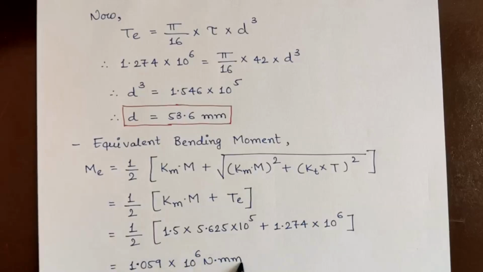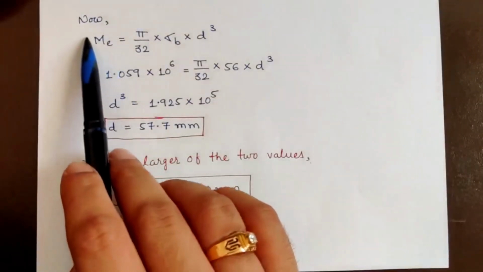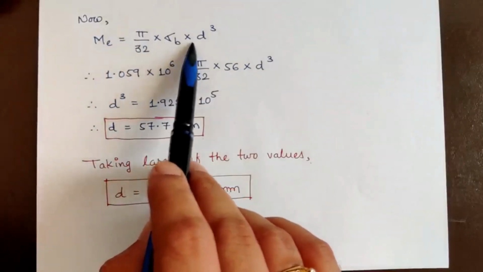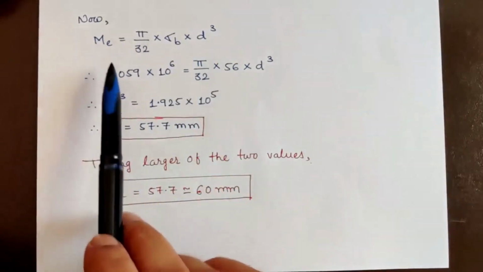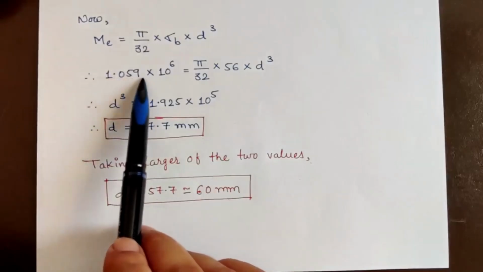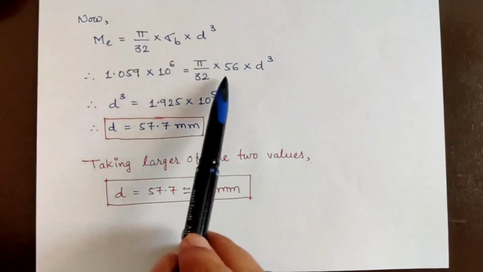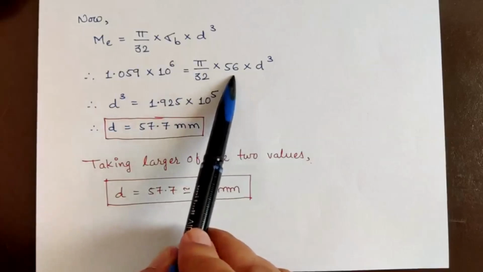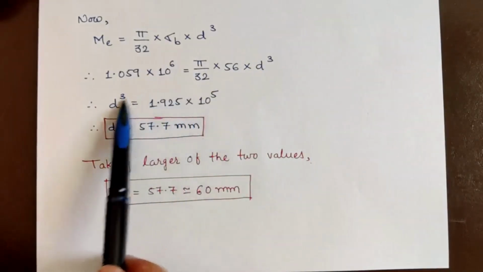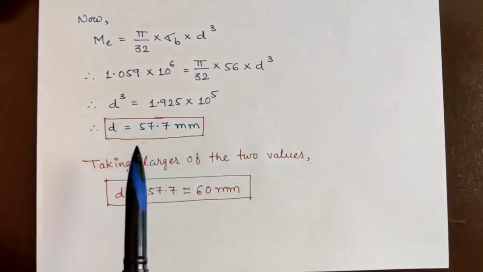As we know that equivalent bending moment Me is equal to pi by 32 into sigma b into d cube. Equivalent bending moment we have already found out, that is 1.059 into 10 to the power 6, pi by 32 as it is. Permissible bending stress is 56 into d cube. Now by solving this equation, we will get d is equal to 57.7 mm.